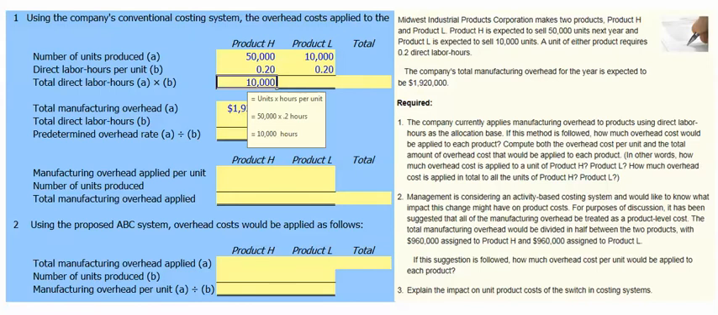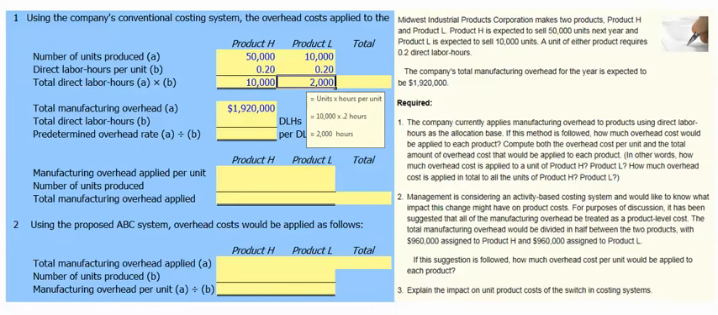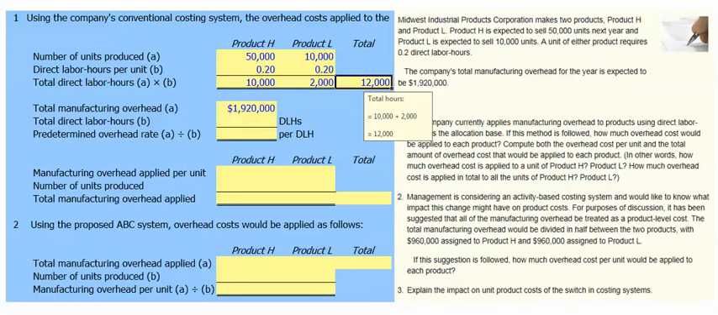For Product H, we're told that we work 0.2 direct labor hours per unit, and we plan to produce 50,000 units. So we can expect to work 10,000 direct labor hours on Product H, and 2,000 direct labor hours on Product L, which is the 10,000 units times our 0.2 direct labor hours per unit. So our total direct labor hours for the coming year are 12,000 hours.